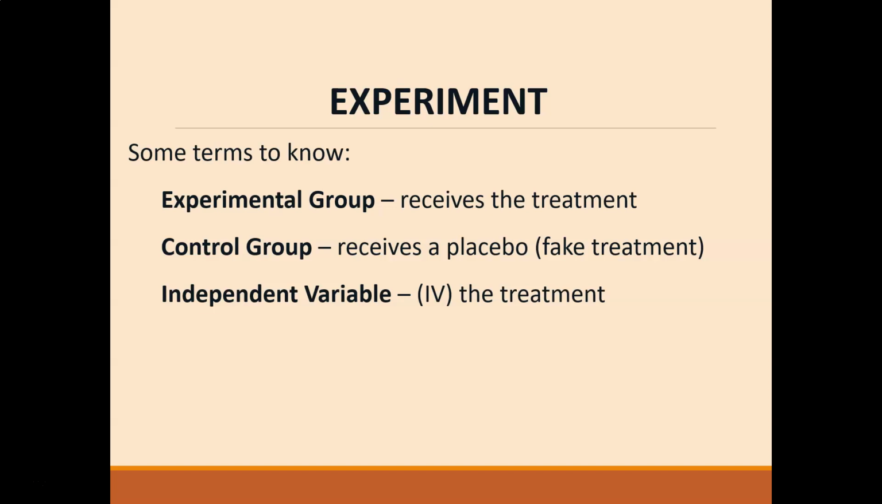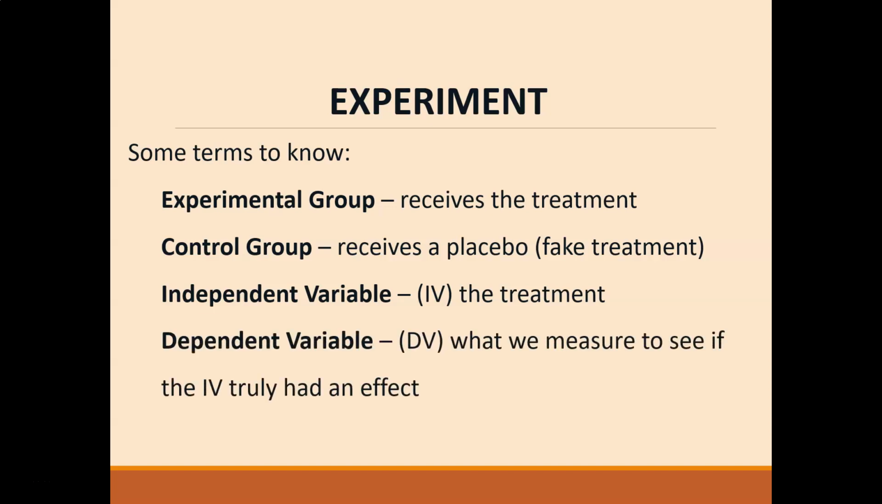Control group gets something fake. My dependent variable is going to be what we measure to see if that treatment really worked. So if my statement is coffee or caffeine makes memory better, I'm going to have to give somebody a memory test. I'm going to give those experimental group people who have drunk all this caffeine a memory test and I'm going to score them.